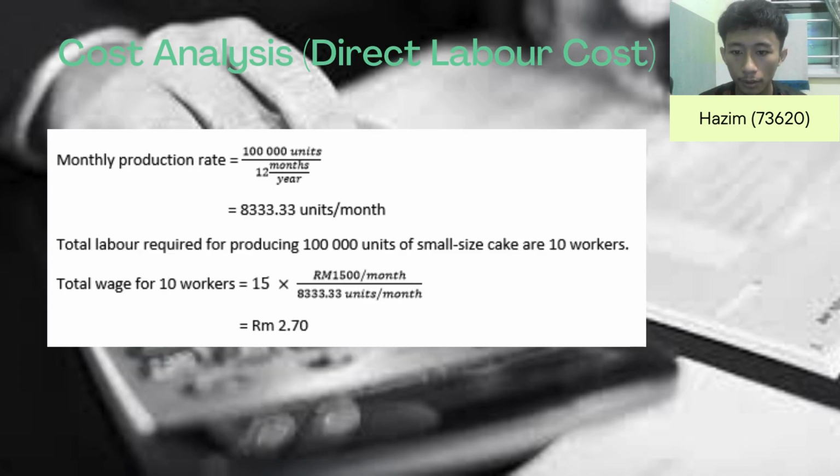So for direct labor costs, we calculate the monthly production rate, which is 8,333.33 units per month, and for the total labor required for producing 100,000 units of small size cake of 10 workers, the total wage for 10 workers is equal to 2 ringgit 70 cent.